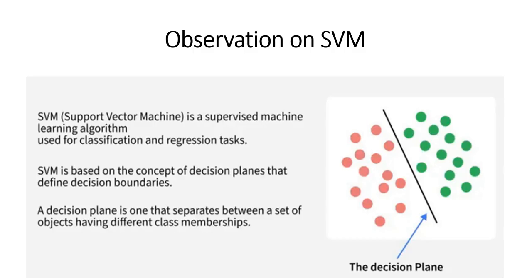So let's quickly revise. Support vector machine is a supervised learning algorithm and it learns from labeled data. Its main objective is to find the best decision boundary that separates different classes. The closest data points to this boundary are called support vectors and they play the most important role in building the model.